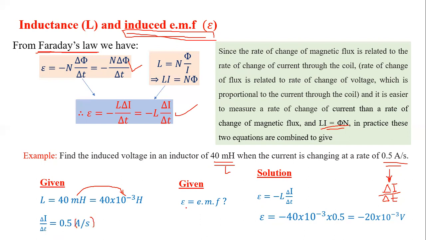So the induced EMF is equal to minus L delta I over delta T. It is a matter of substitution: minus L is this, and delta I over delta T is 0.5. So we get minus 20 times 10 to the power of minus 3 volt as the induced electromagnetic force due to inductance.